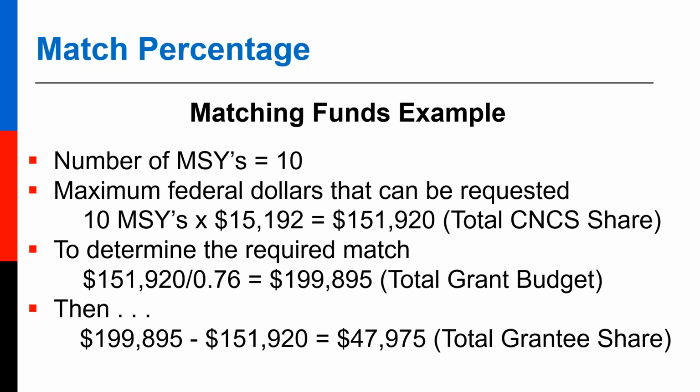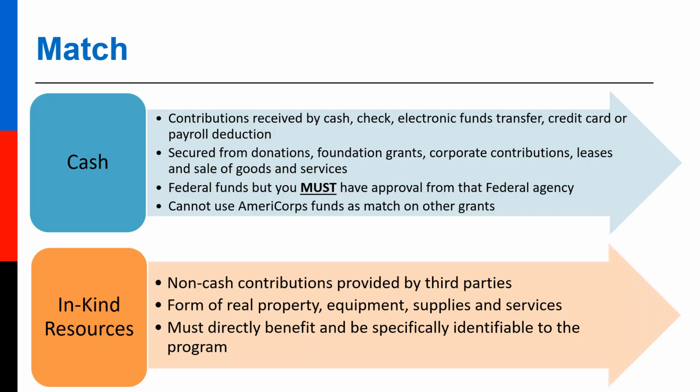And if you're requesting that maximum, to determine the required match, you take 151,920 divided by 0.76 to equal $199,895. Okay, that's your total grant budget. Then you take 199,895, your total grant budget, minus the CNCS share, 151,920, which equals 47,975. So at a minimum, at 24%, this program needs to include $47,975 in match. Okay.